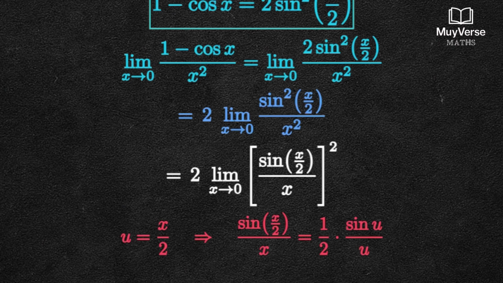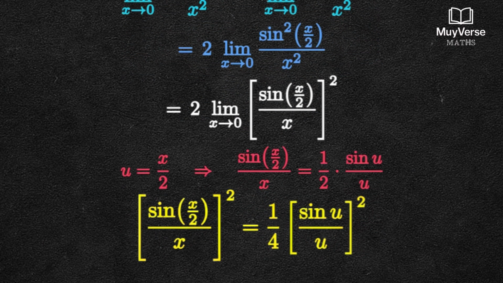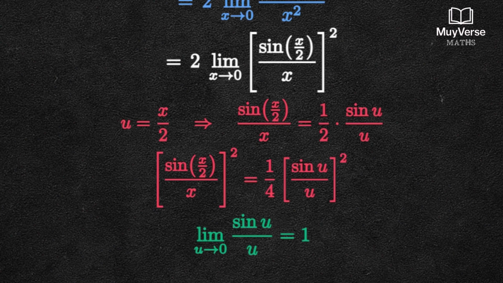Step 5. Use the standard limit. The limit as u approaches 0 of sine u over u equals 1. Therefore, our limit equals 2 times 1/4 times 1 squared, which simplifies to 1/2.